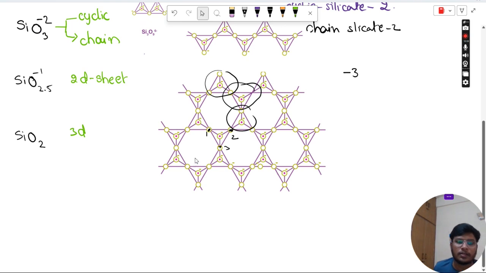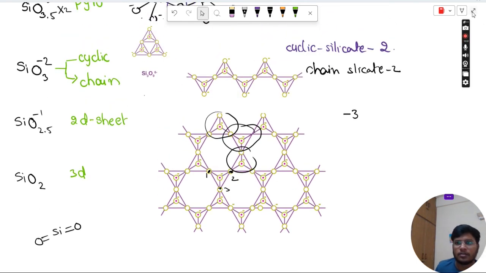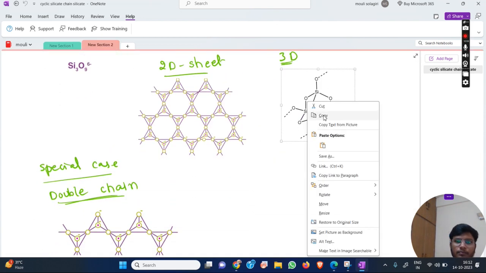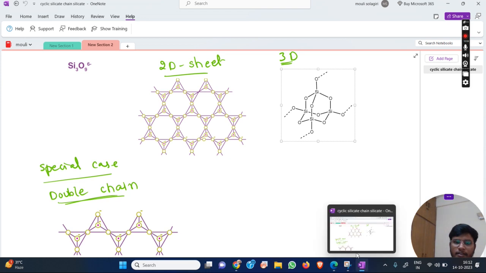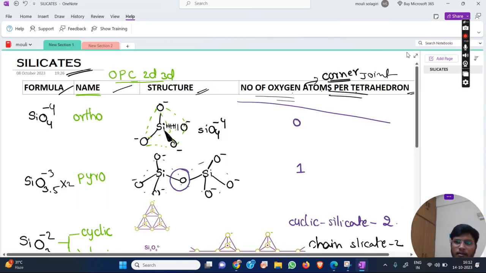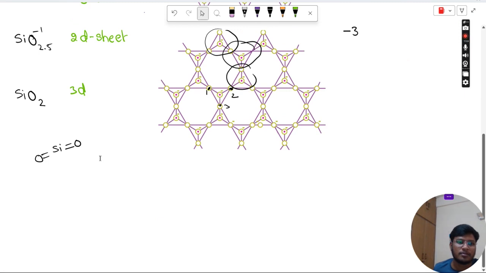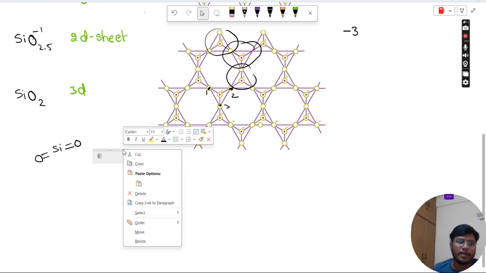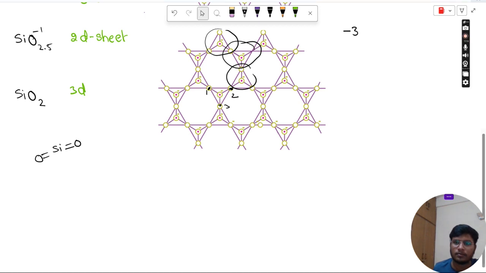And when it comes to 3D structures, 3D structures are SiO2 structures. Actually, it will exist like this, but it will be more prominent in this kind of structure. Actually, I can draw these structures, but it is time consuming, and even the structures are not much necessary from the exam point of view. So I'm directly taking the structures.